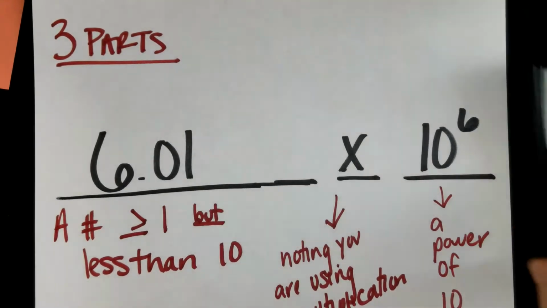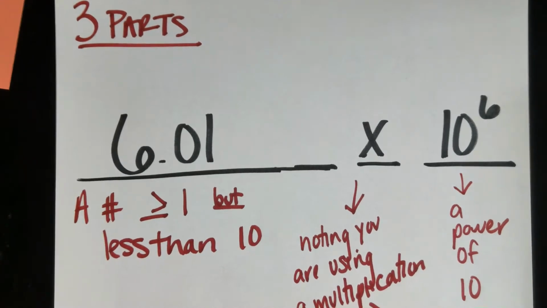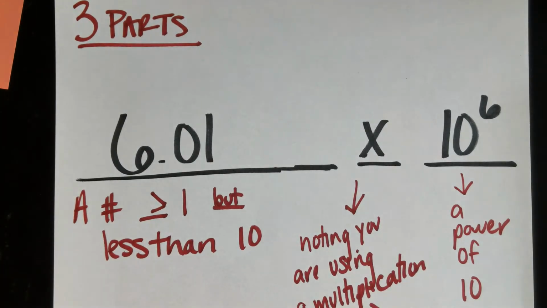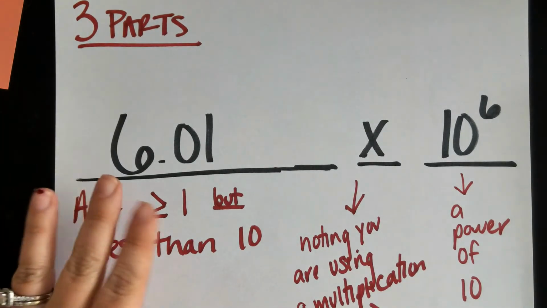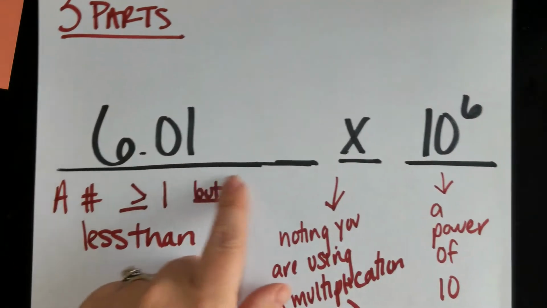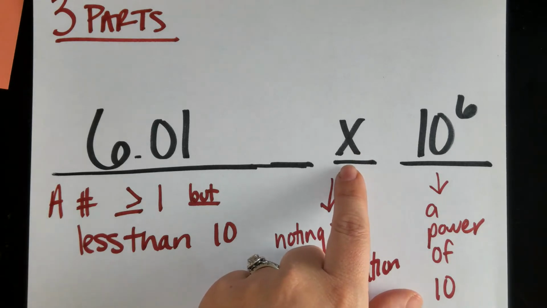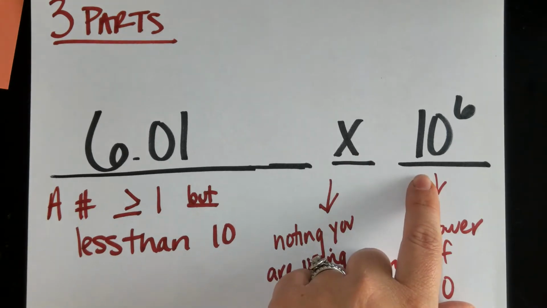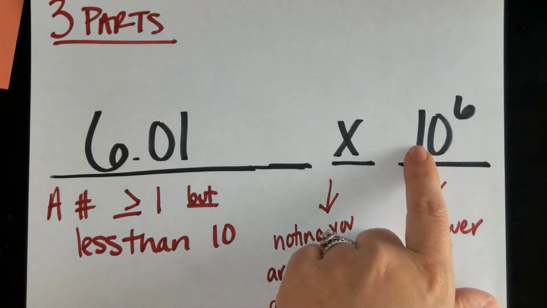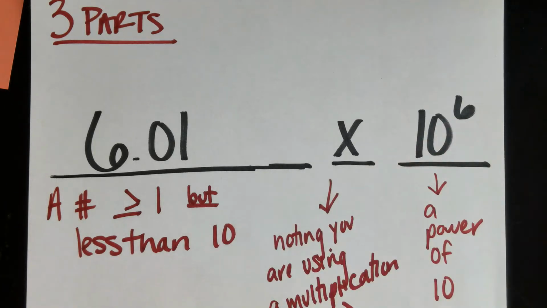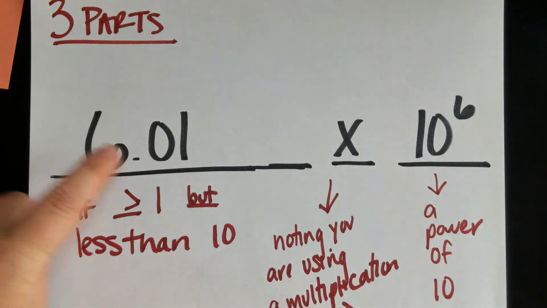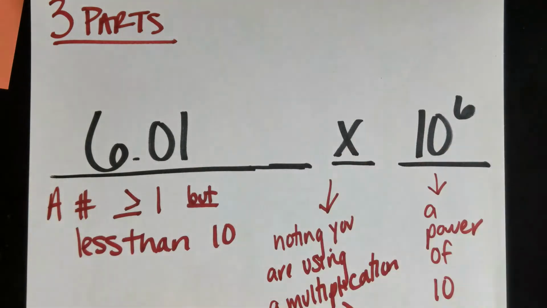So when we write information or we write digits in scientific notation, then we have to include 3 separate parts. So you'll see I have my digits underlined here. I have my X or my multiplication sign underlined here. And then I have something with a power of 10. And here it's 10 to the 6th power. Okay. We like to say this is 6.01 times 10 to the 6th.